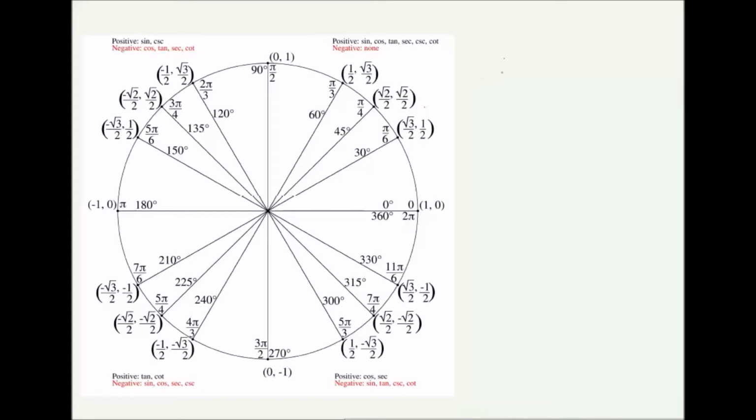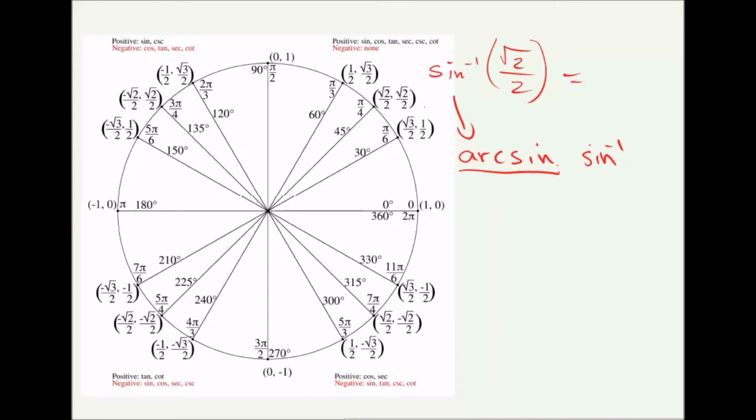The main focus of this section, though, is to find the angle if you're given the ratio. So if you have the ratio, let's say, of square root 2 over 2, and it says find sine^-1 of square root 2 over 2, it's up to us to find the angle that corresponds to that. With the -1, this is called arcsine, or we could say inverse sine, but more commonly it is referred to as arcsine. So if you see arcsine square root 2 over 2, it's asking you to find the angle that corresponds to that.